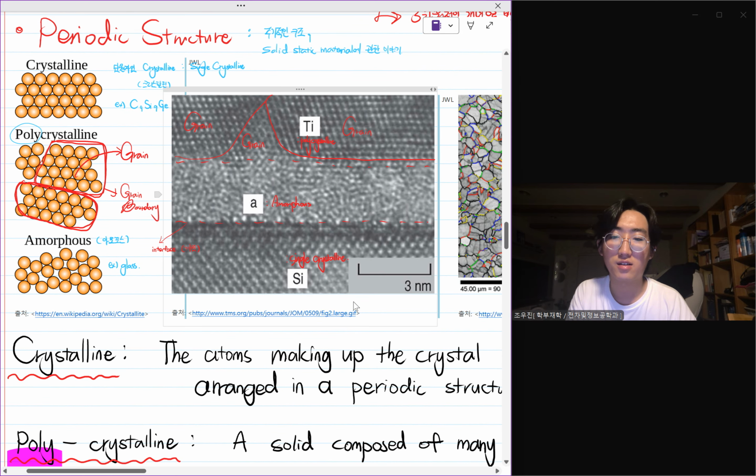This is a crystalline structure, and as you can see, it is very periodic. This is polycrystalline. This grain is crystalline, and here is the grain boundary. Poly means many, so there are many crystalline parts. But amorphous has no periodic structure in here.